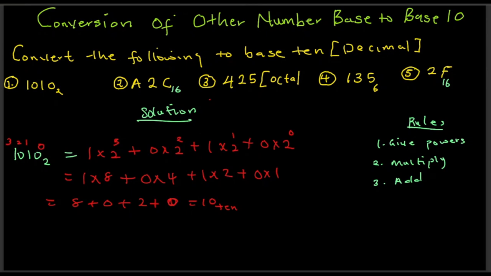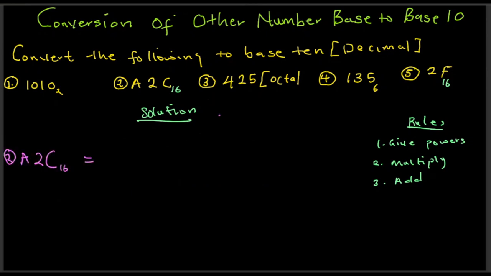So let's get to the next one. Next number says A2C base 16. Yeah, I know, right? You would have been wondering why there's letters here. I mean, it's a number we're converting. Okay, so it is, but I'll show you why. So I will just wipe out these rules so we can use this angle to see why we have letters here.